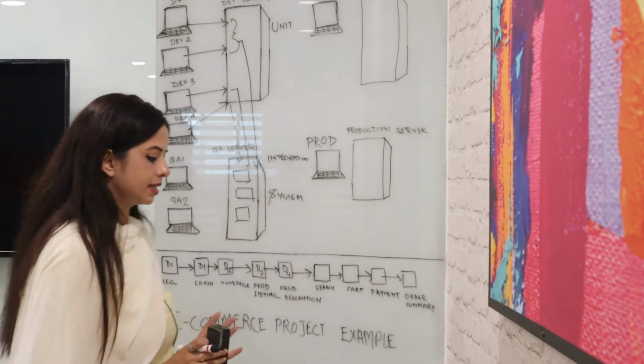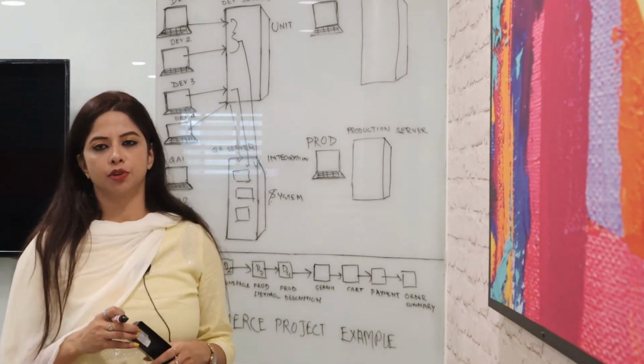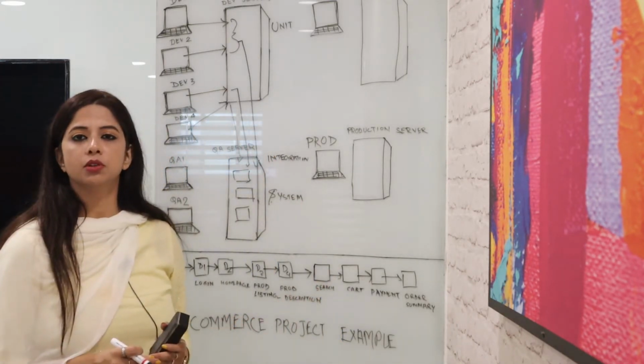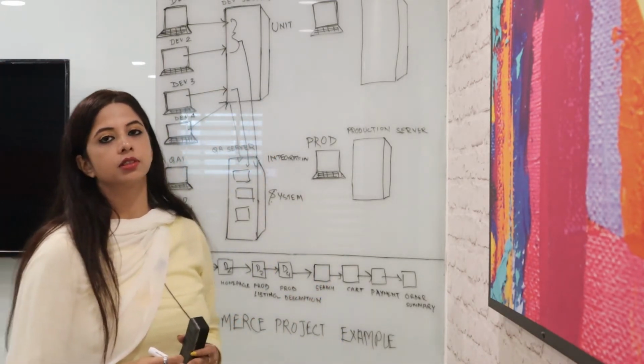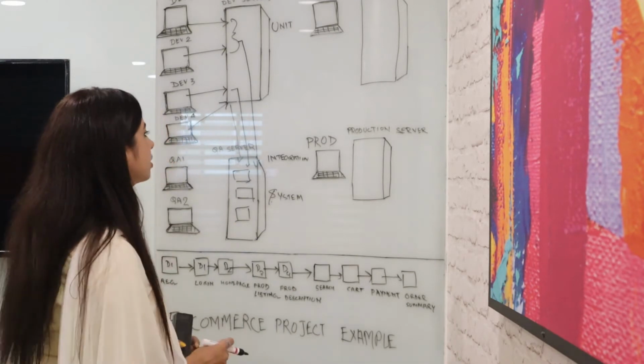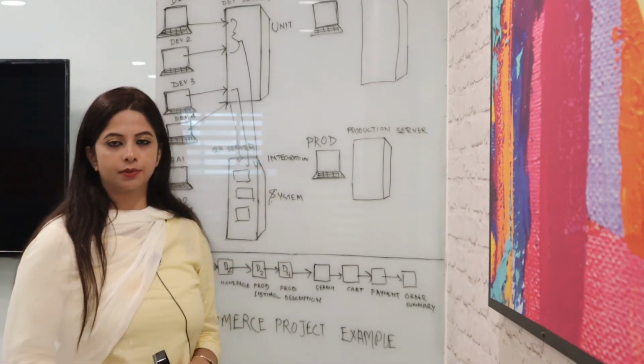Now, on the testing server, there are a lot of different types of testing which we perform, like smoke, sanity, regression, functional, and non-functional. We'll talk about all the different types of testing in a different video, but here let's focus mainly on the phases of testing and how deployment takes place.